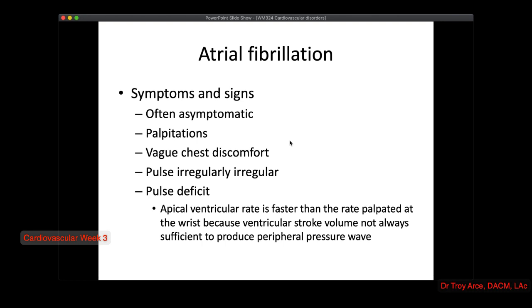So pay attention in clinic when you're taking the pulse. There are often people that are considered healthy because you can hardly feel a pulse in their wrist, and they say, oh, it's just I'm a runner. You've got to pay attention to that and make sure this isn't the case. The stroke volume may not be sufficient to produce that peripheral pulse.